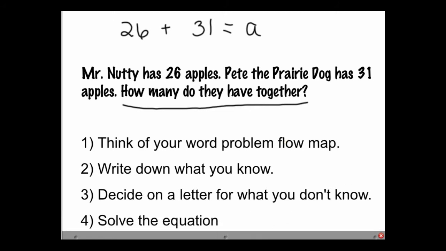Finally, let's solve our equation. 26 plus 31 gives us 57. So we know that 57 is our known, and it's going to equal A, our unknown. So therefore, 57 is the total, or 26 plus 31 is equal to 57.